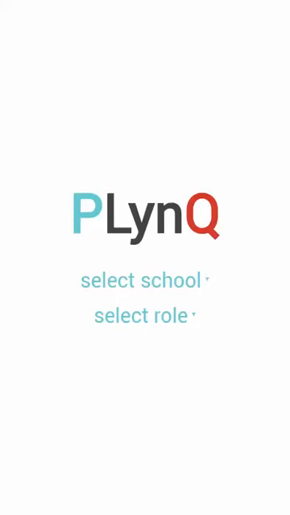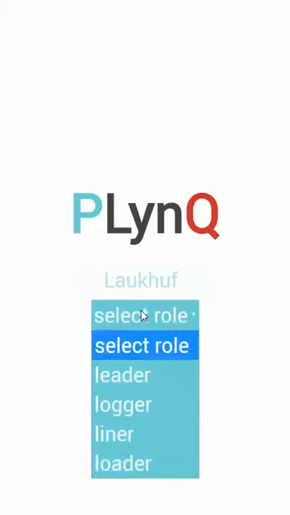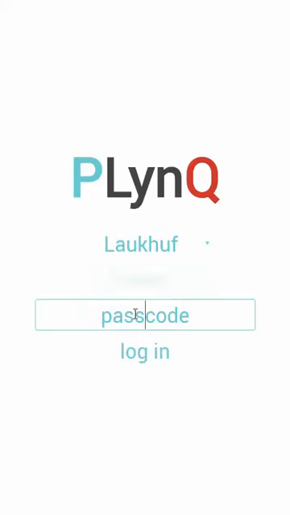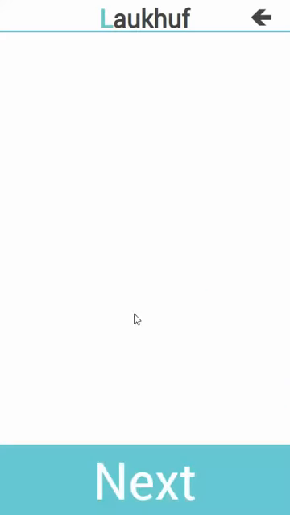I'm going to go over the Loader app, which is the final piece of the puzzle when dismissing the students. So we will go ahead and log into our test school, log in as the Loader, and put in the code for the day. And what we will have is a blank screen. It says the name of the school and next. So the Loader is the one that starts the whole process off when the pickup begins.